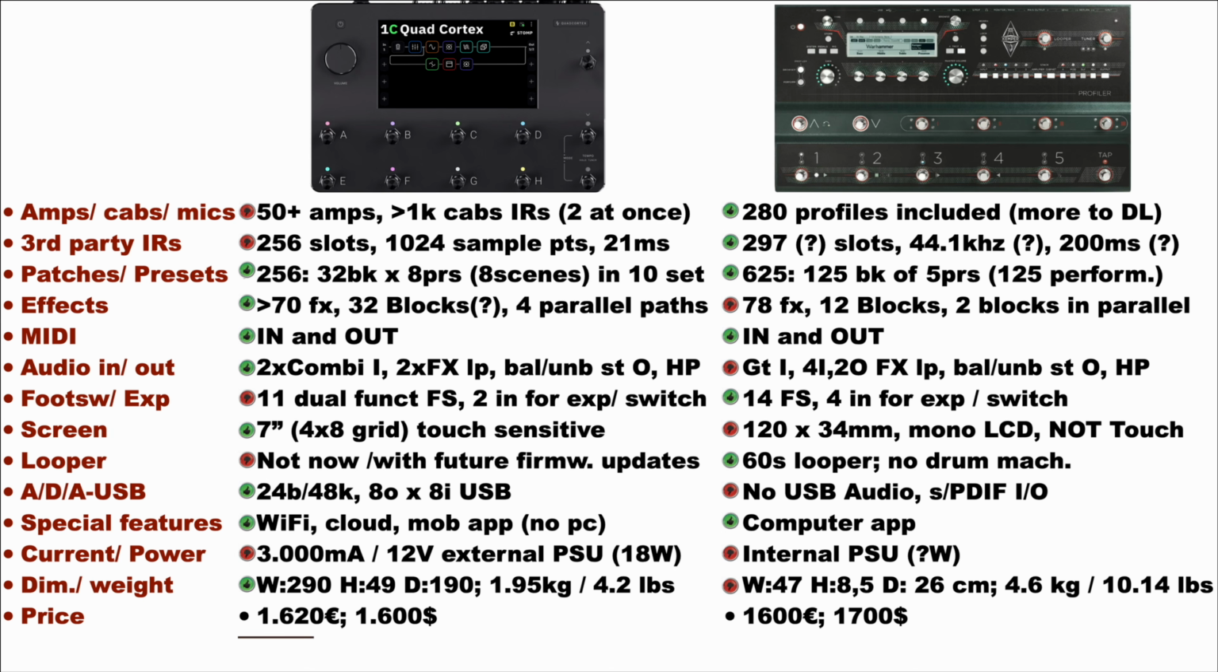So finally, let's count the green and red thumbs. We have 8 green thumbs for the Quad Cortex with 5 reds, and 7 greens for the Kemper with 6 reds. Obviously, this is just a technical comparison without considering that each feature could have a different importance for you. And so for instance, you can consider the Quad Cortex better just because it has the 2 combi inputs, or the Kemper better for its computer app. But if you just algebraically sum the features according to my comparison chart, the Quad Cortex is a tiny bit better.